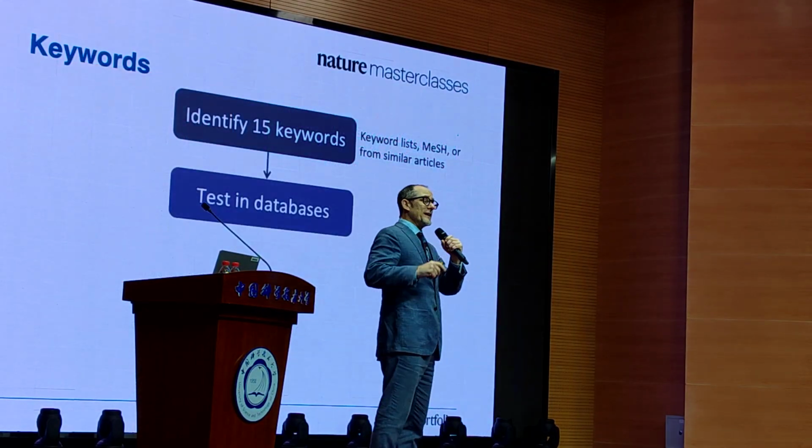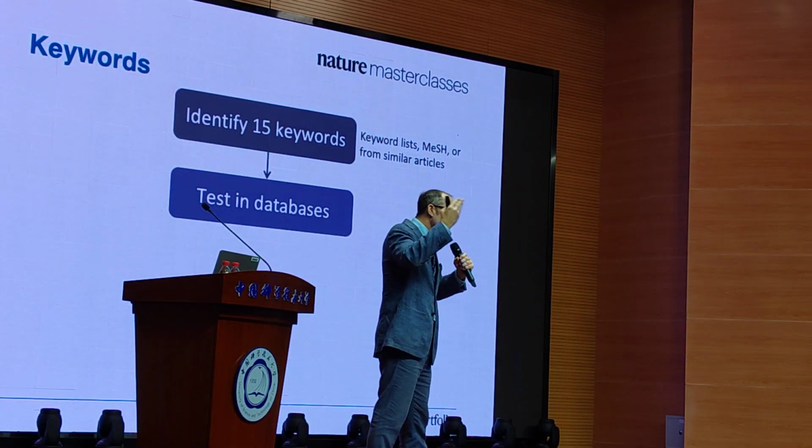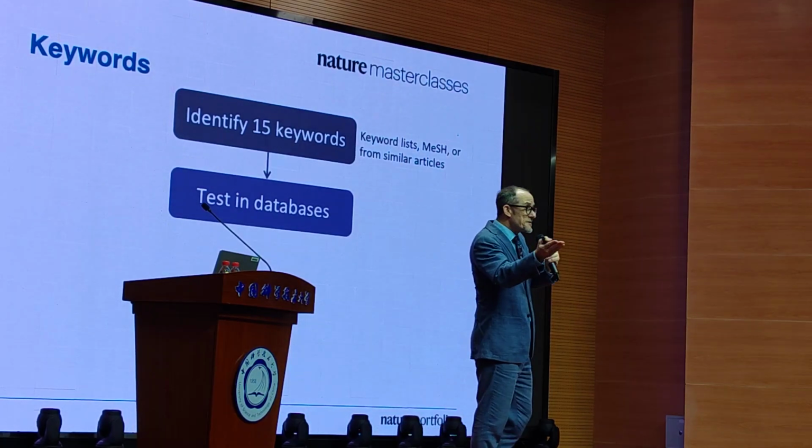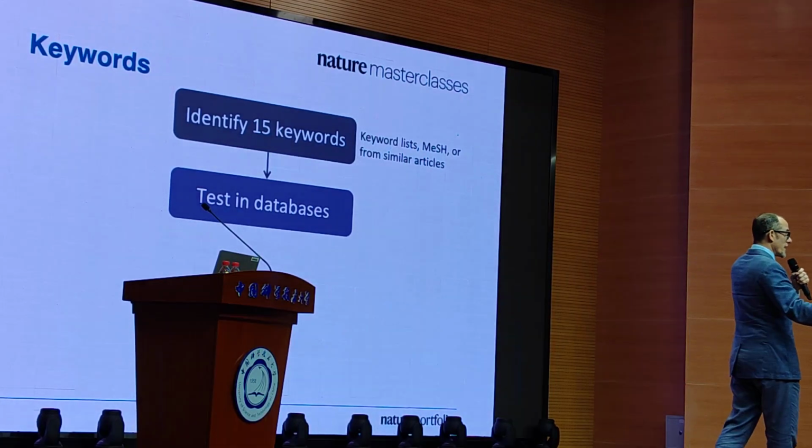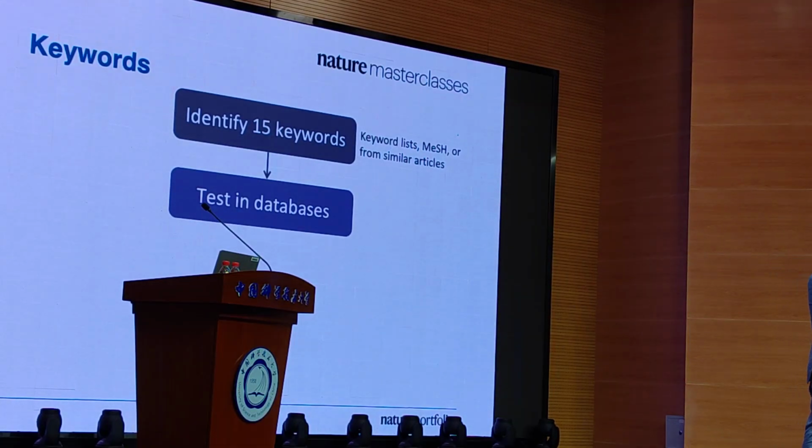So once you've identified those keywords, it can be ones that you've thought of, that you think you would use to find papers like yours. You could look at published articles and what keywords they use, and then maybe other keyword lists, like in Medline, which has what they call medical subject headings, MeSH terms. And then you simply test them in databases, plural.